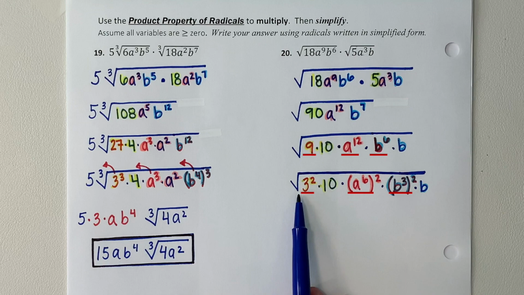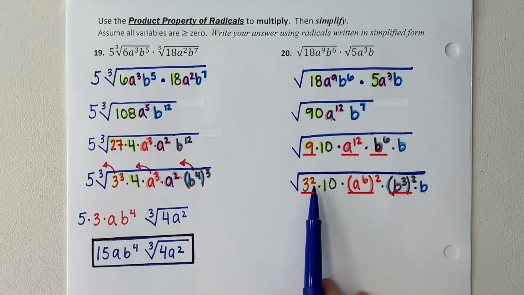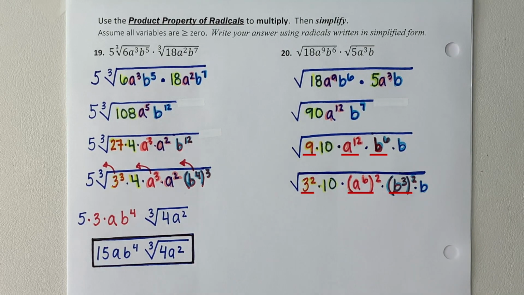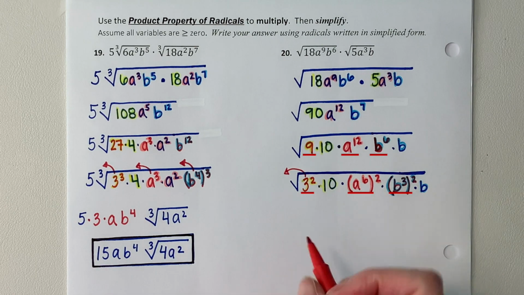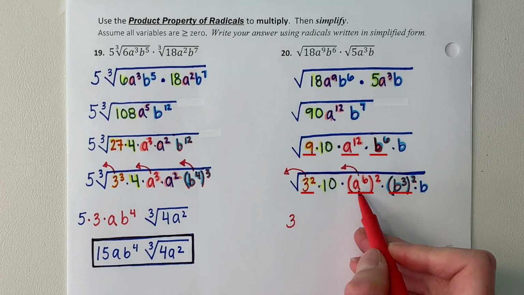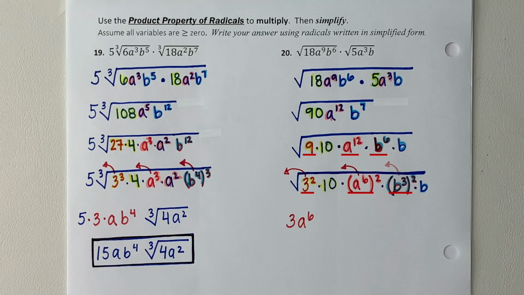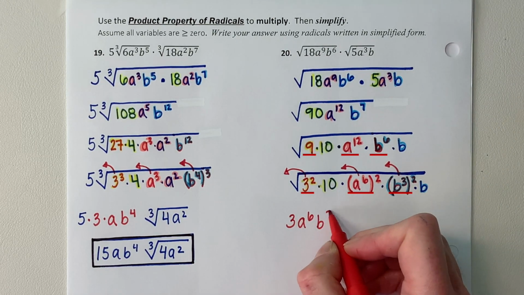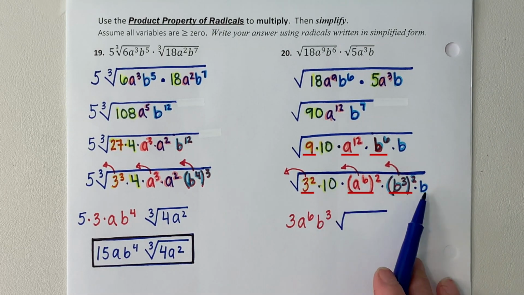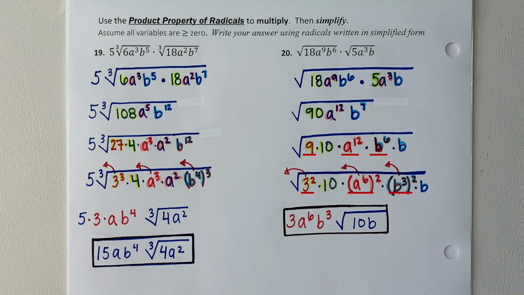Now, since this is a square root, anything underneath the radical that has a 2 for an exponent can be pulled out of the radical. So we'll pull the 3 out of the radical, we'll pull a to the sixth out of the radical, and we'll pull b cubed out of the radical. All that we're left with underneath our square root is 10b.